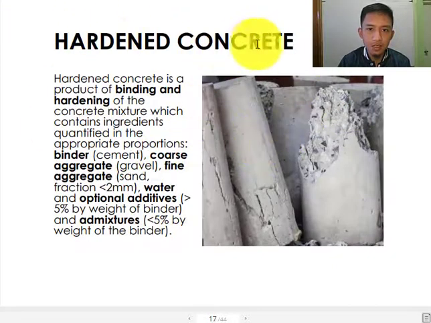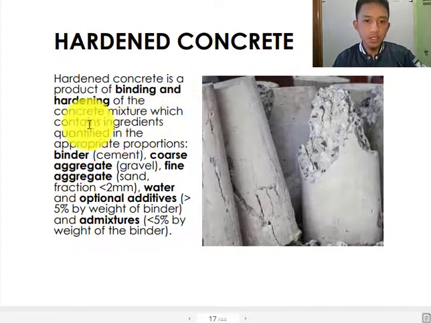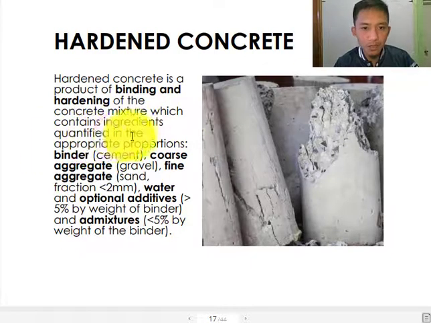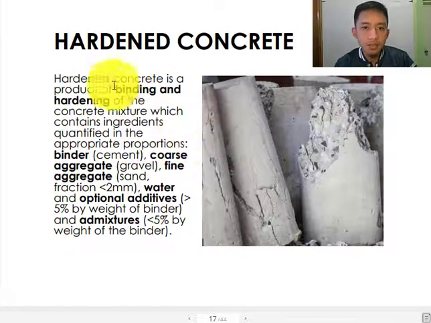So now this is your hardened concrete. Hardened concrete is a product of binding and hardening of the concrete mixture, which contains ingredients quantified in the appropriate proportions. Okay, so the product of binding and hardening, this is what we call curing.